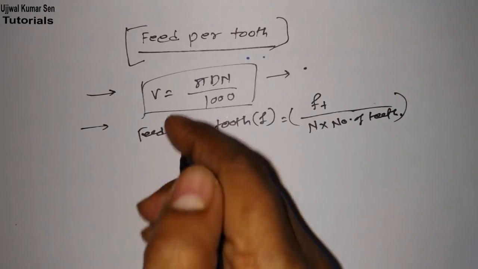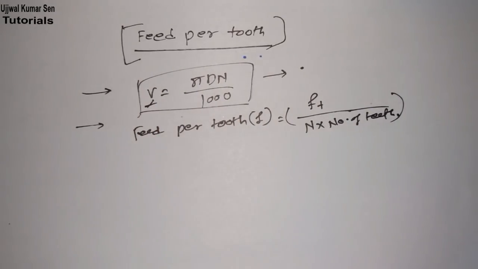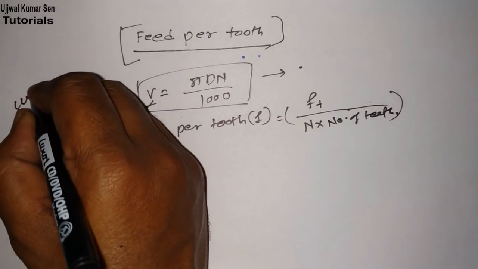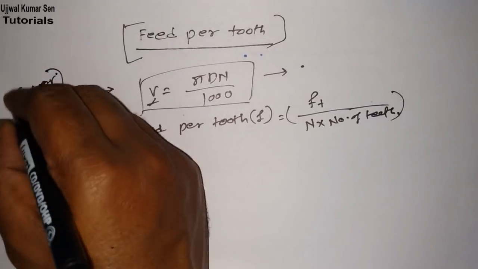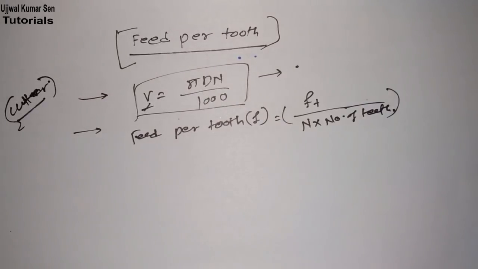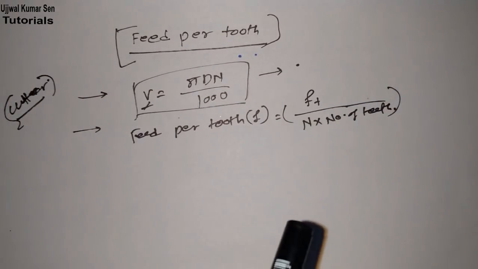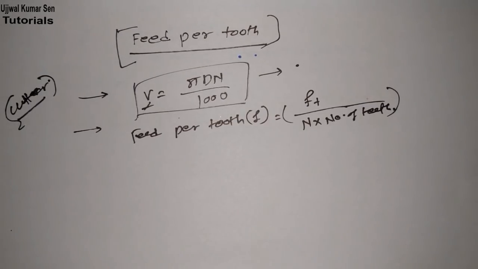Now let me share what V is: velocity. This type of question has already been asked for any cutter, any cutting machine. Pi you know, d is diameter, n is again rpm, and 1000 is here because of the change in units.